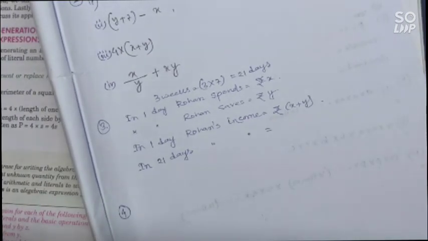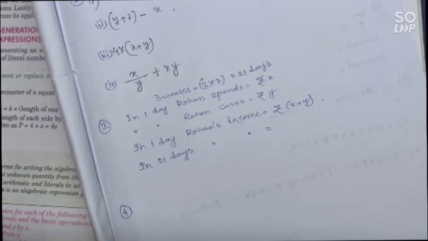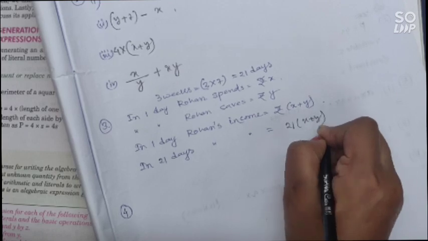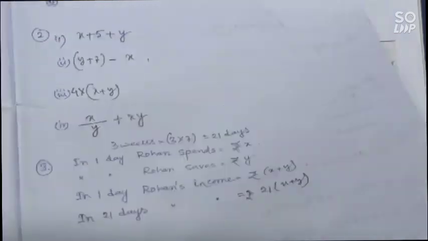But you have to find his income of 3 weeks. 3 weeks means how many days? 3 weeks means 21 days. So in 21 days, Rohan's income is 21 multiplied by (x plus y) rupees. Okay. Next question.